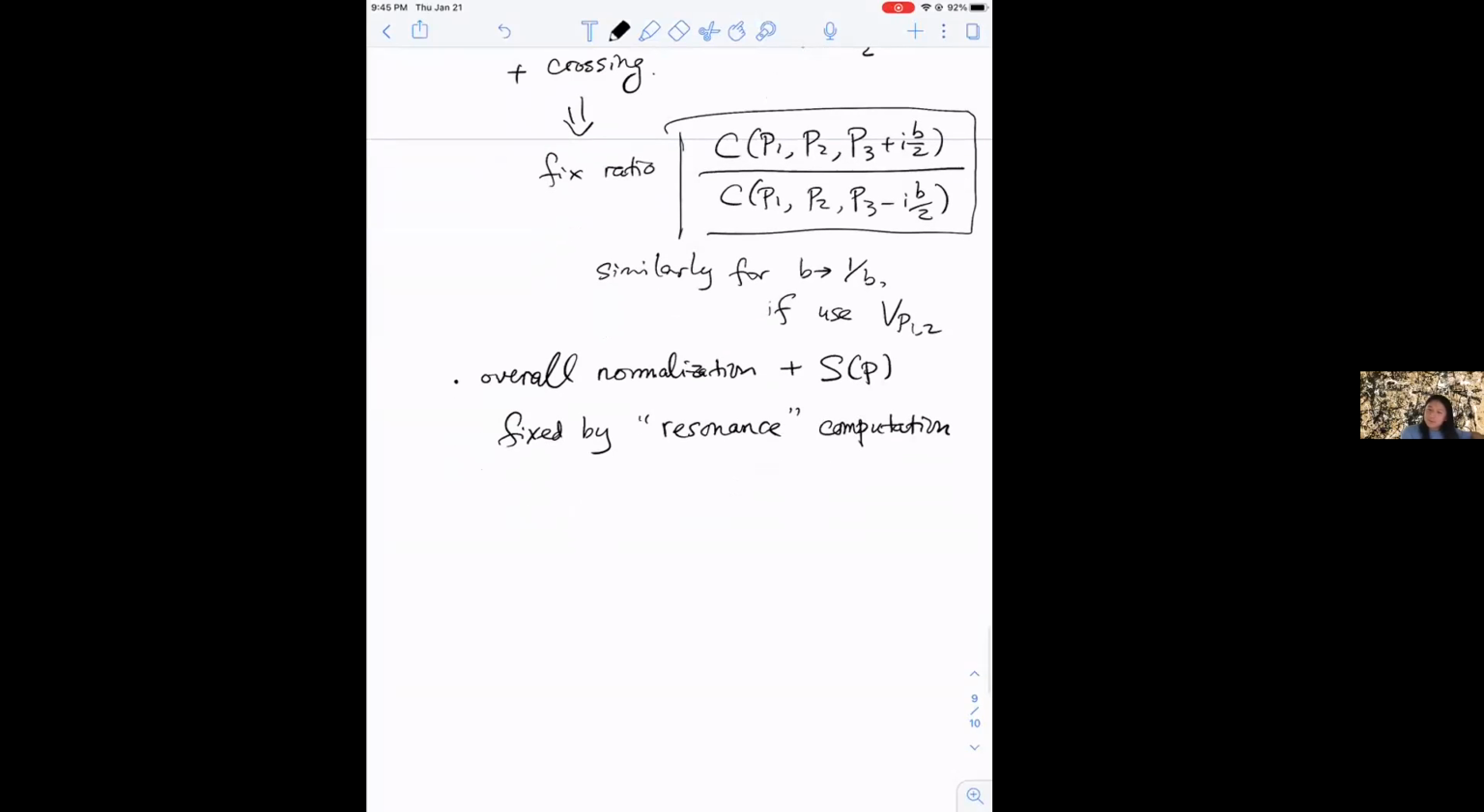Anyway, the resonance computation. So if you take this thing and then continue to the following. Let's take Q over 2 plus i P1 plus P2 plus P3. This combination, I call it epsilon. Now take the limit of this going to 0 by analytic continuation. The claim is that this thing has a pole. It'll go like 1 over epsilon times something.